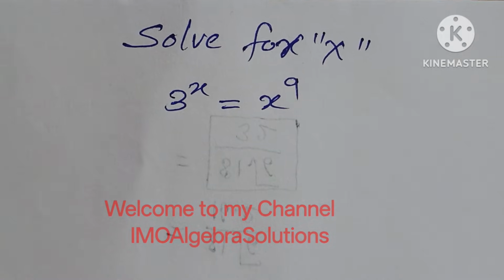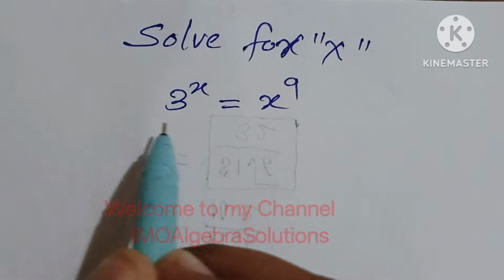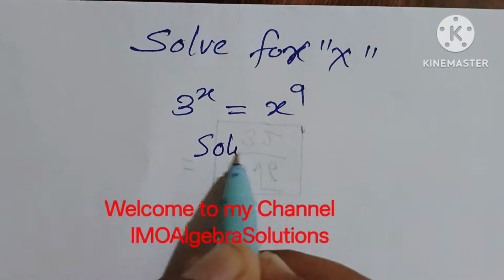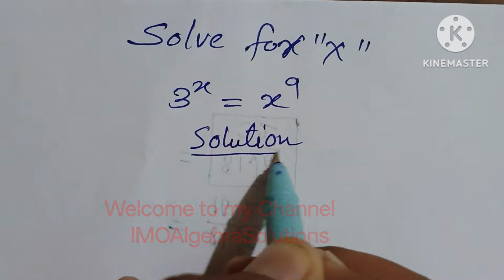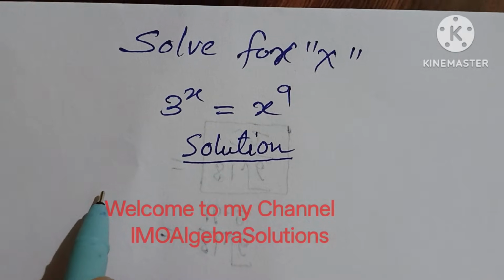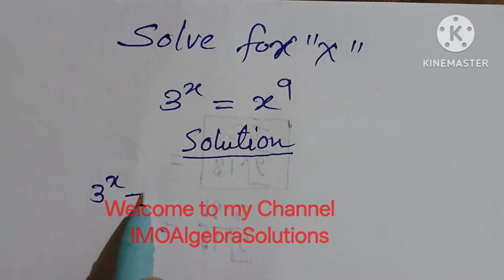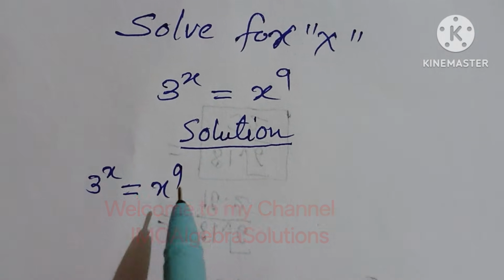I am Algebra Solution. Today we have to see this exponential algebraic problem. So let's start the solution. Now we will start this: 3 raised to power x equal to x raised to power 9.